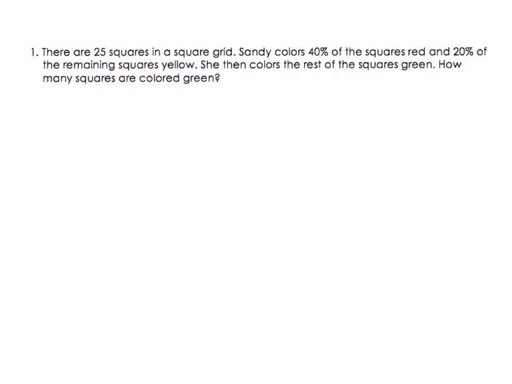Let's read our problem. There are 25 squares in a square grid. Sandy colors 40% of the squares red and 20% of the remaining squares yellow. She then colors the rest of the squares green. How many squares are colored green?